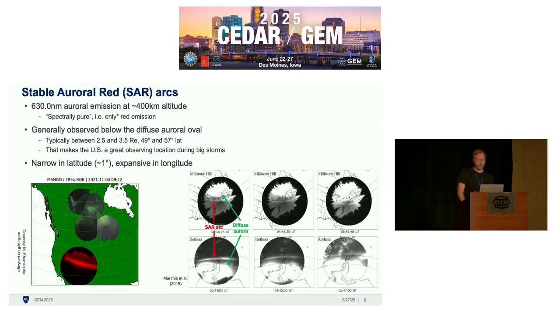He definitely helped out a lot by giving some intro to what star arcs are, but just to add a couple more aspects in the context of this talk: one, they are generally below the diffuse spheral oval, and they're associated more with recurrent protons than with the electron population, and they're very narrow in latitude, but very expansive in longitude.